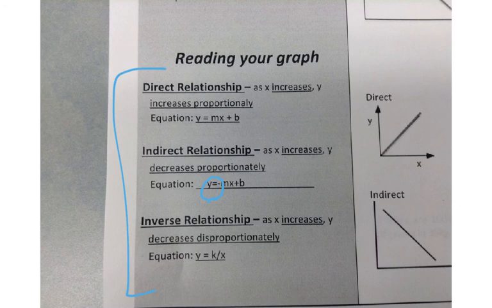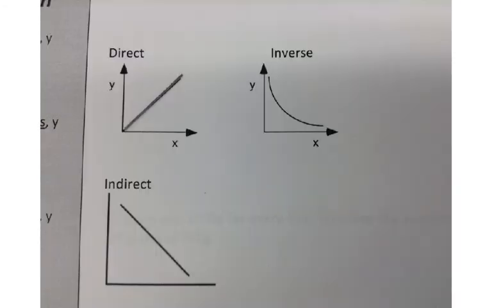An inverse relationship, on the other hand, is a little bit different. Inverse means that as x increases, so as you go further to the right of your graph, y decreases proportionally. So this has an inverse relationship equation. Looking at the graphs, which you do need to know, the direct relationship is one goes up, the other goes up, and this would be an equation of a line. An indirect is one goes up, the other goes down, and this would have a negative slope. And then your inverse is where you're going to have, as one increases, meaning x, y is decreasing disproportionately, meaning not as a line.